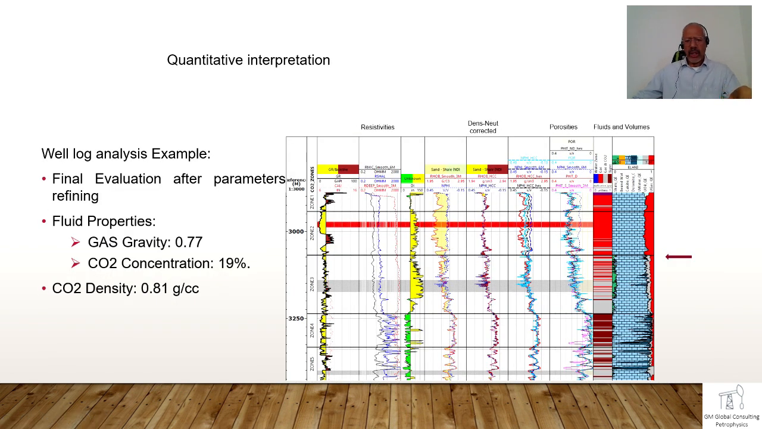Let's have a look at another example. In this example, we took some parameters here to characterize the gas responses at 0.77, and the CO2 concentration is around 20%, assuming the CO2 density is 0.81. So if we use a multimineral model to try to define this, we're able to discriminate two different types of fluids. Once again, we know that there is no oil, and a little bit of dolomitic carbonates down here.